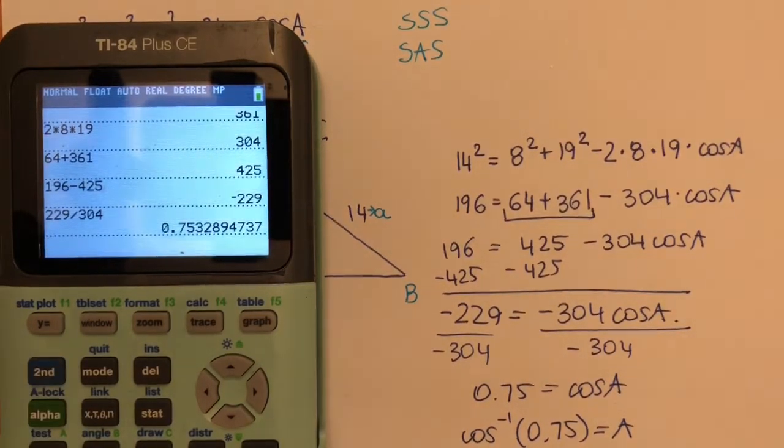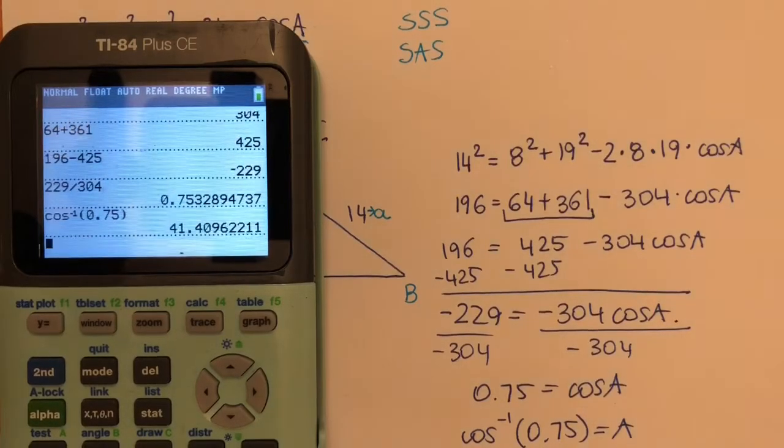Cosine inverse, blue cosine, 0.75. I think my calculator is set on the degree mode from yesterday. So it looks like A is equal to 41.4 degrees. All right, that looks good.